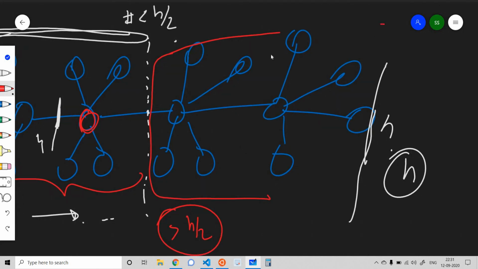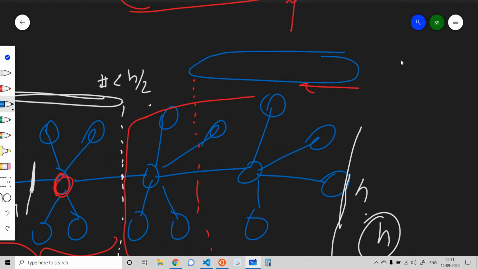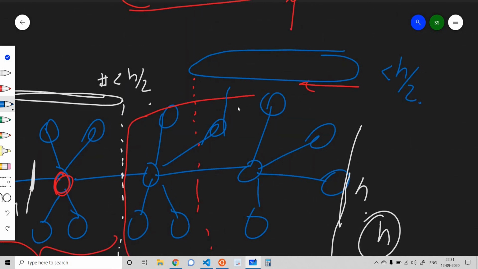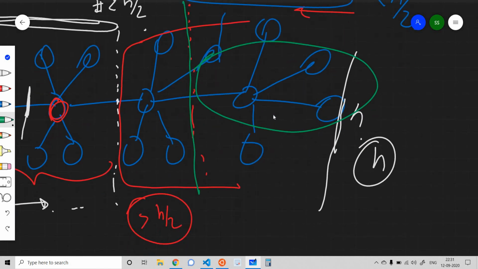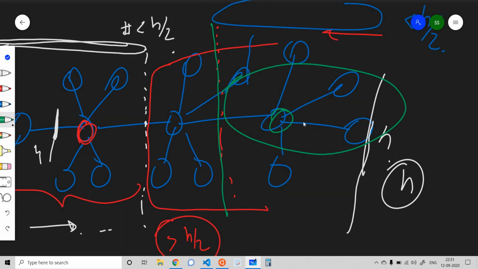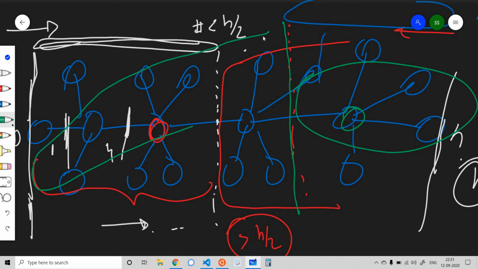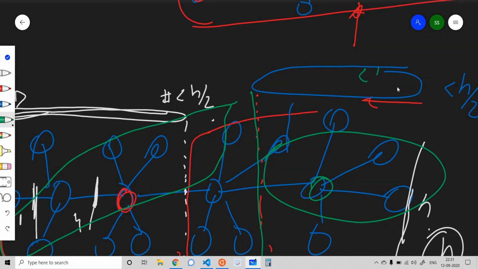Similarly, if we go from right to left, and suppose there is some line here, and we see that in this section we have less than n by 2 nodes, it also means that in this section, to the right of this green line, our centroid cannot be present. Because if we delete any node from this region, then in the region on the left of this green line there is one component having a number of nodes greater than n by 2.